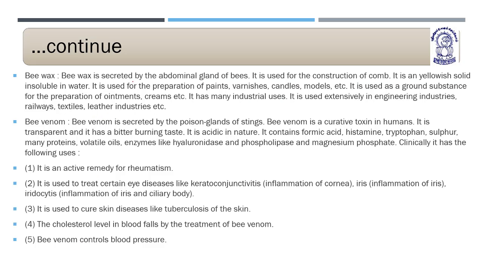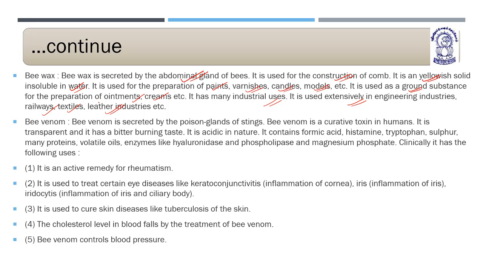Bee wax is secreted by the abdominal gland of bees. It is used for the construction of the comb. It is a yellowish solid insoluble in water. It is used for the preparation of paints, varnishes, candles, models, etc. It is used as a ground substance for the preparation of ointments and creams. It has many industrial uses. It is used extensively in engineering industries, railways, textiles, leather industries. So bee wax is basically an important industrial and commercial compound.